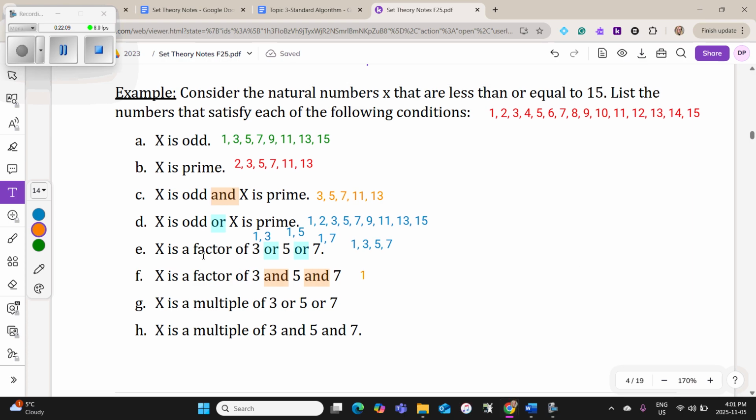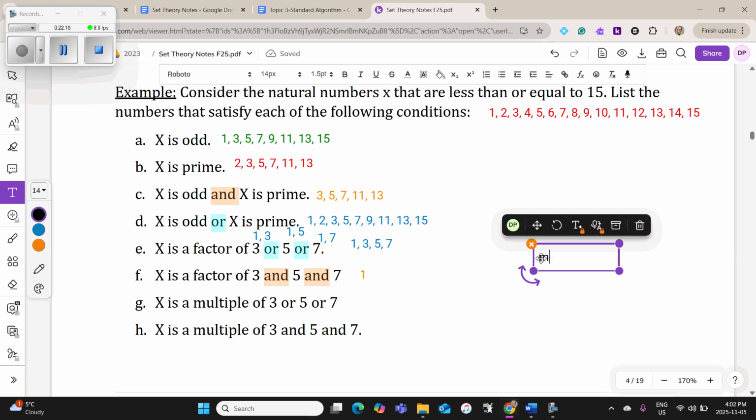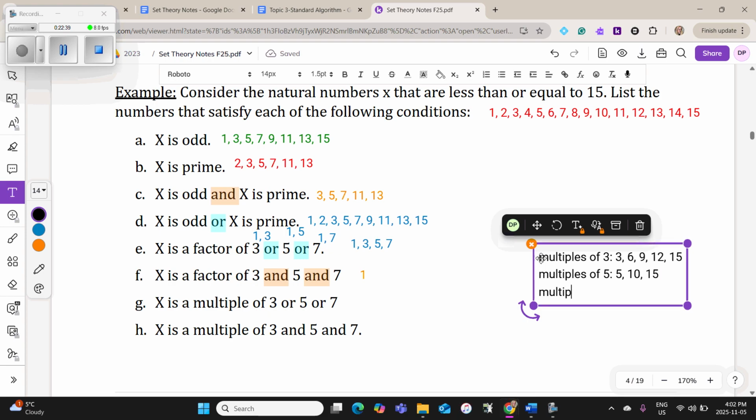All right, the next one I'm going to make some writing on the side to help me out with it because we need to know the multiples. So multiples of 3 are going to be 3, 6, 9, 12, and 15. I get those just by skip counting. The multiples of 5 are going to be 5, 10, and 15. And then the multiples of 7 that are within my list are just 7 and 14. So this will help me when I'm answering my question.